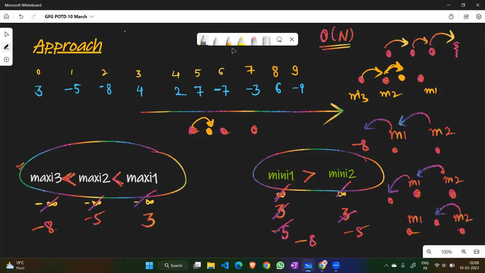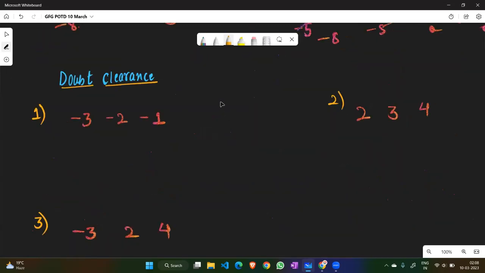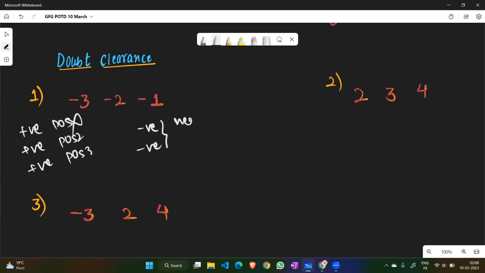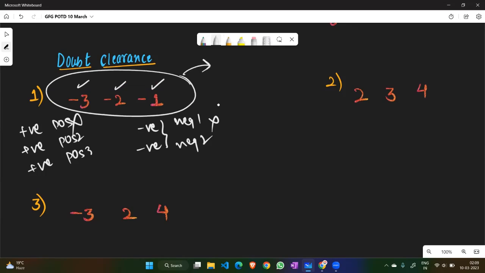Now, here comes the question, why are we not taking only negative numbers and then only positive numbers? Let's understand this by some cases. Your first case comes like this. If I have all negative numbers, I will take some three positive numbers. Let's say instead of maximum 1, maximum 2, I will take positive 1, positive 2, positive 3, and they will be empty. Similarly, if I take negative 1 and negative 2, I can't get the triplet. That's why in maximum 1, these three will be stored, and we will return the product.